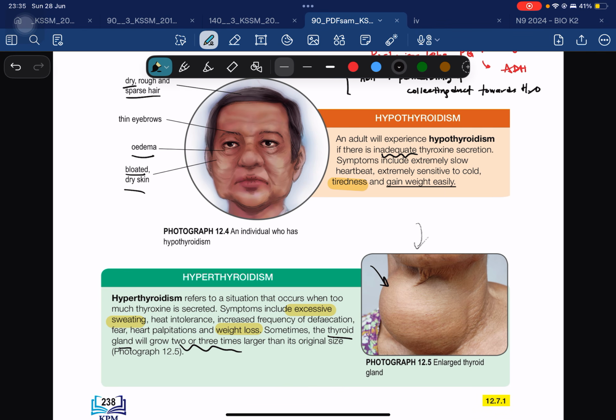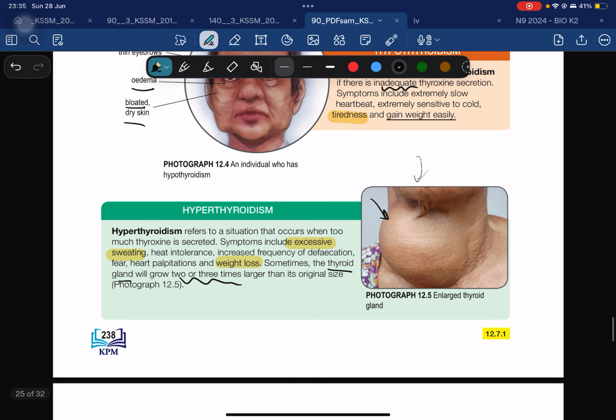But basically, I just want to make a summary about it. Hypothyroidism occurs because of inadequate thyroid hormone, and you need to know some symptoms. For example, I've already mentioned one: it will gain weight easily. For hyperthyroidism, they will easily lose their weight, and also have excessive sweating because of the increased metabolism rate.